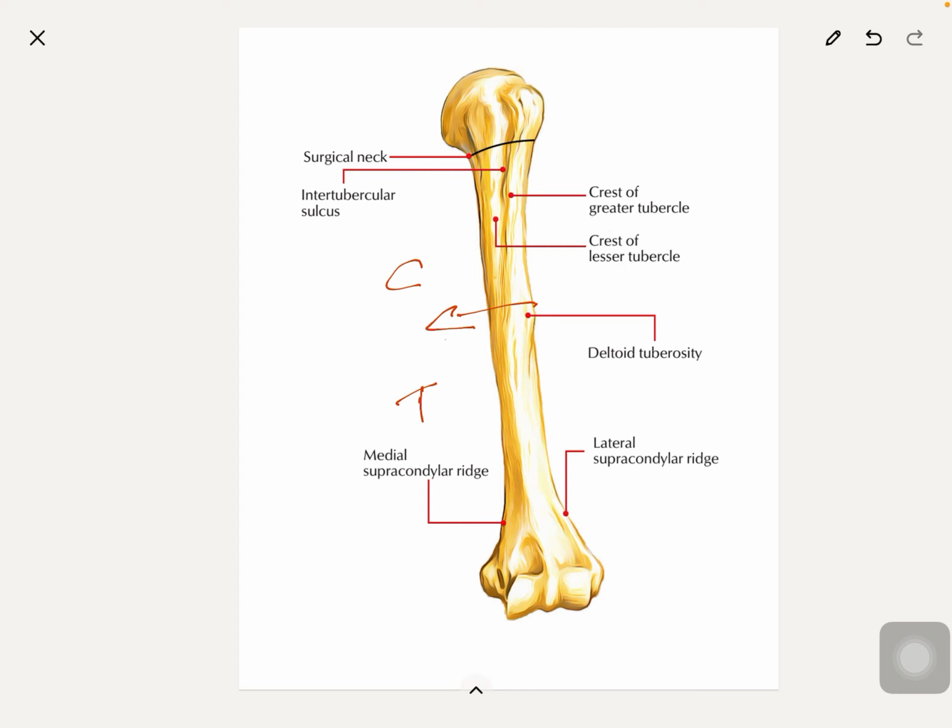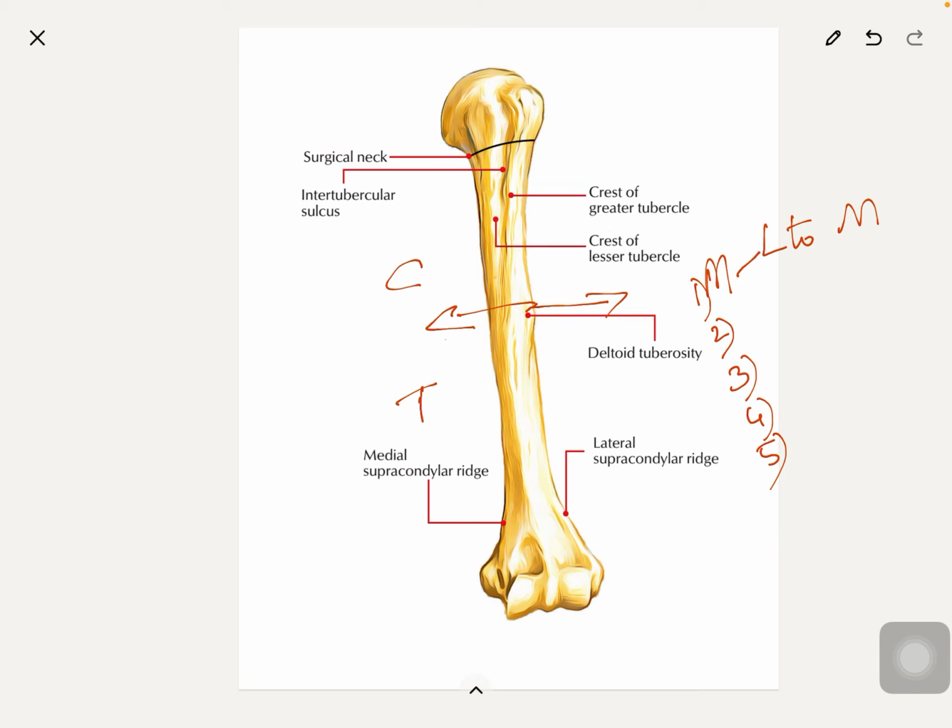For example, exactly at this point, the median nerve will cross. Median nerve will cross from lateral to medial. So like this, you have to list out many features, more than 5 features in the front of the arm you should learn. Now we will move on again to the shaft.